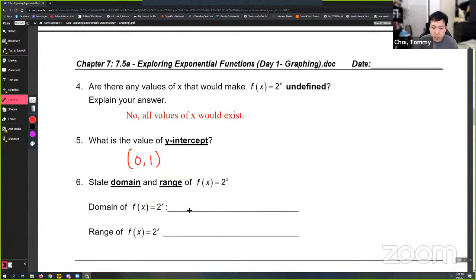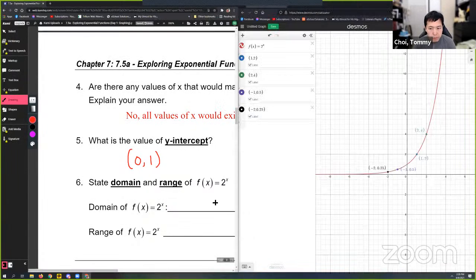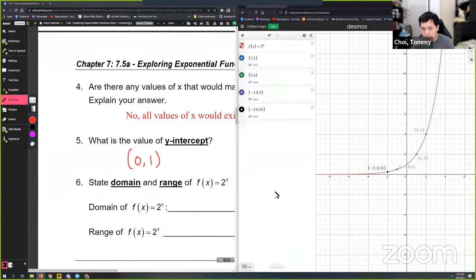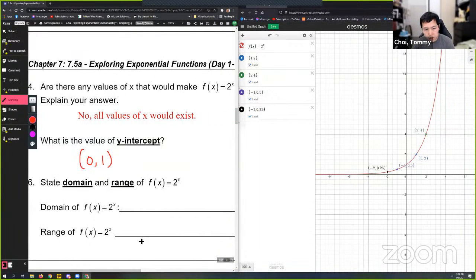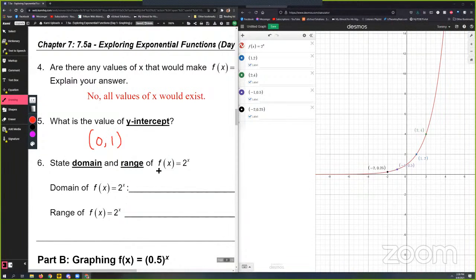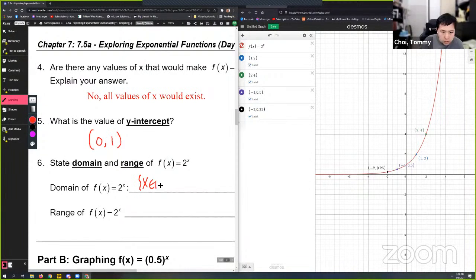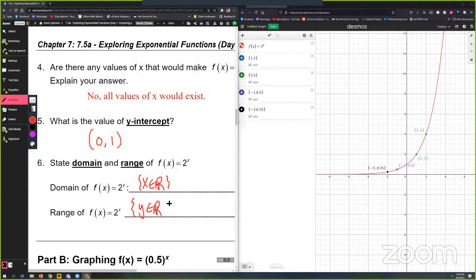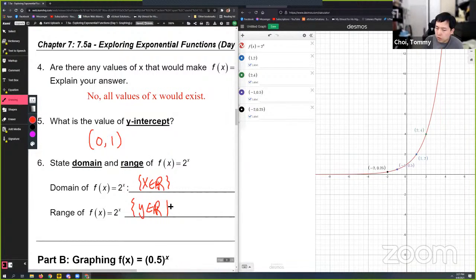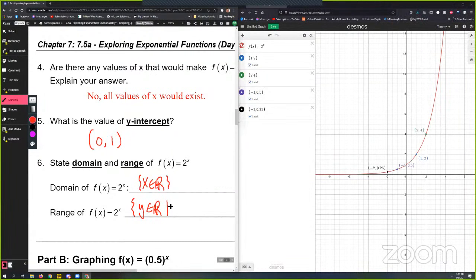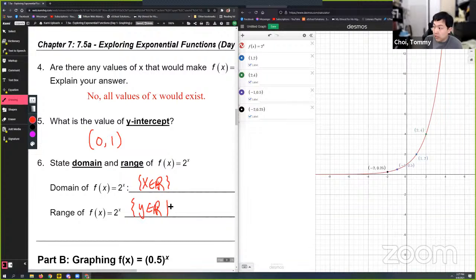So someone want to give the domain and range for this? Anyone want to give it a shot? I'll bring up the graph here. It goes infinitely both ways. Anyone want to try domain and range for this? All real numbers, all real numbers? So all real numbers here, and the second one you said all real numbers? Yeah. There is a restriction here. Anyone else want to try? But you said it goes infinite both ways. Right. For the x, it goes infinite both ways.